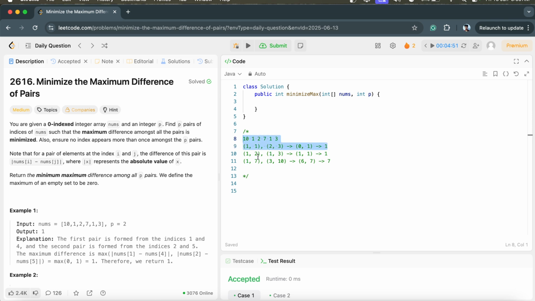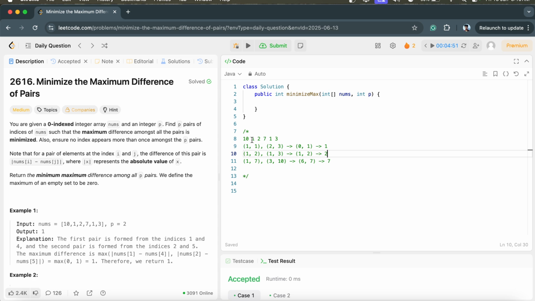Now the next possibility we can consider is 1 and 2, and next 1 and 3. I can consider that, right? 1 minus 2 is 1, and 1 minus 3 is 2. So the maximum difference out of these is 2. The next pair, I can pick any two elements.